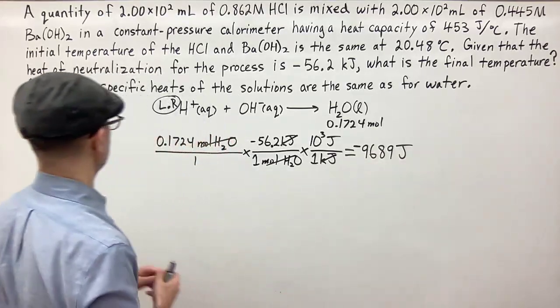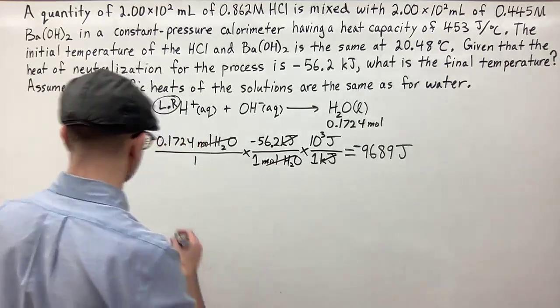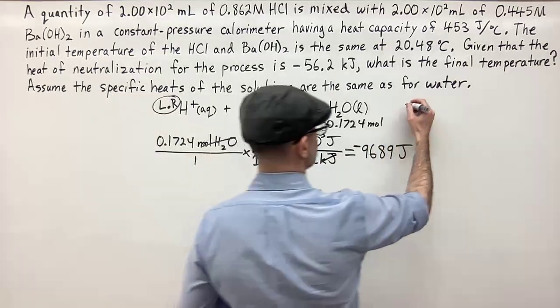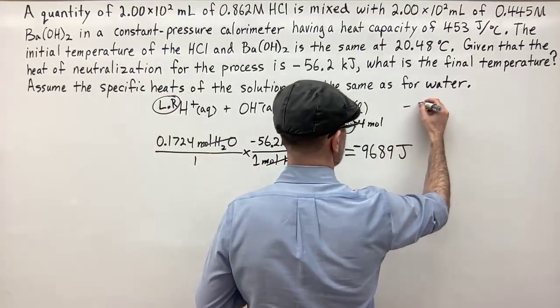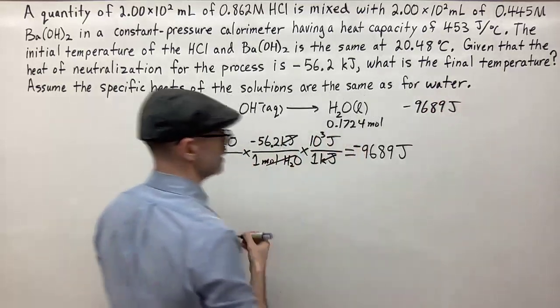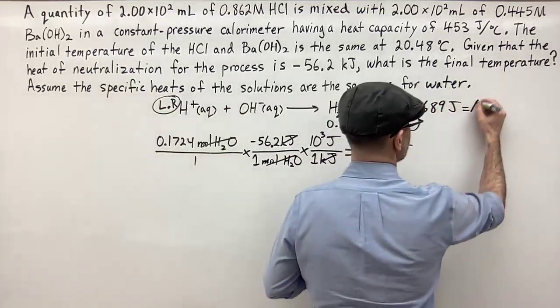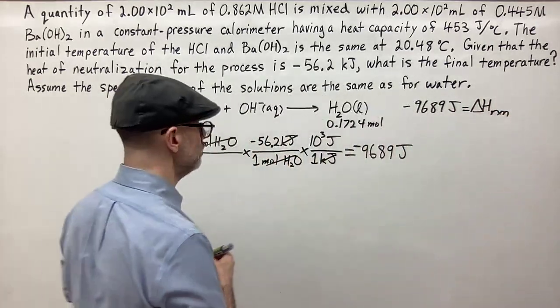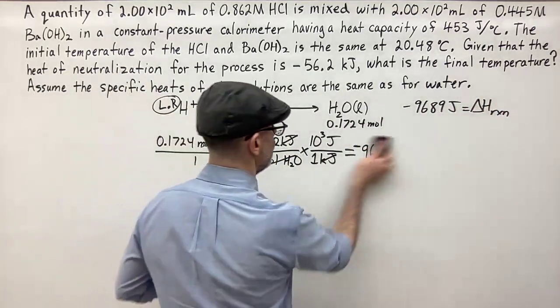Okay, so where are we? Now we can do the calculation. So I'm going to rewrite this up here, 9689 joules. That's equal to the delta H of this reaction.